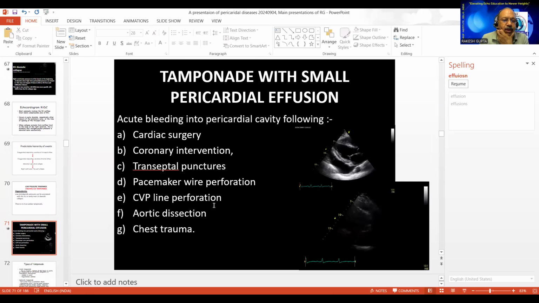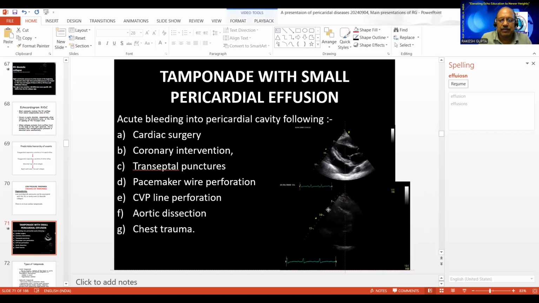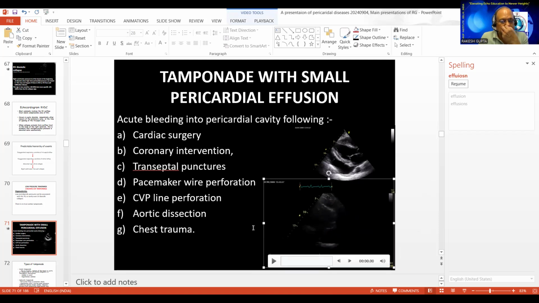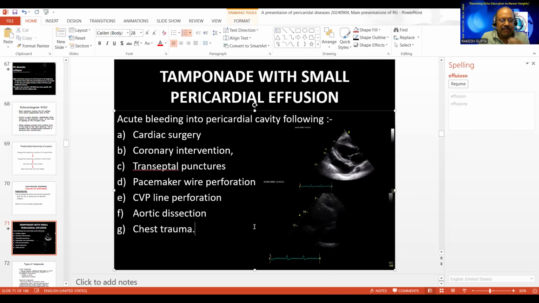Now, an important issue is that we can see pericardial effusion or tamponade with a very small amount of fluid also. And this happens during cardiac surgery, coronary interventions, transseptal punctures, pacemaker wire perforation, CVP line perforation, aortic dissection, and chest trauma. And whenever we see this kind of finding, we always try to look for the cause. What could be the possible causes?